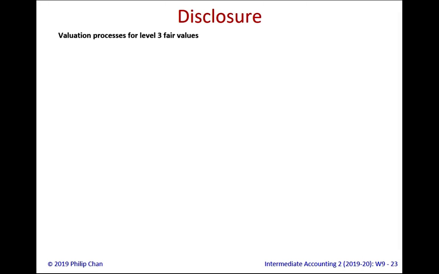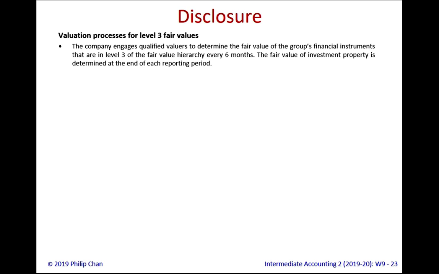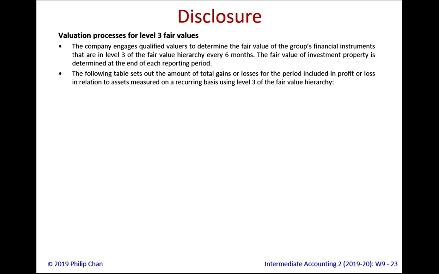Other than that, we have to provide information about the valuation process for level 3 fair value. So say for instance here, the company engages a qualified valuer to determine the fair value of the group's financial instruments at level 3 every 6 months. And the fair value of the IP is also determined at the end of each reporting period. So you have to give more disclosure info, and you also have to disclose the effects of this change of fair value due to level 3 measurements on the P&L.